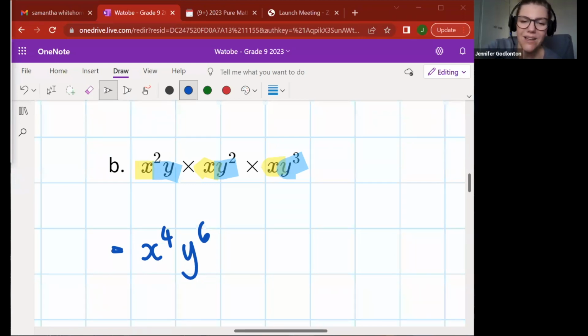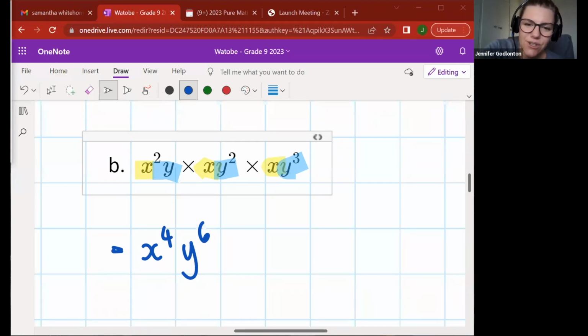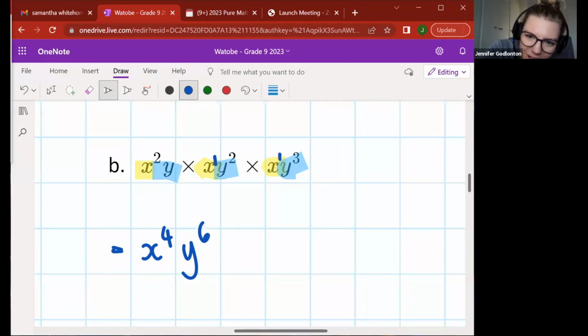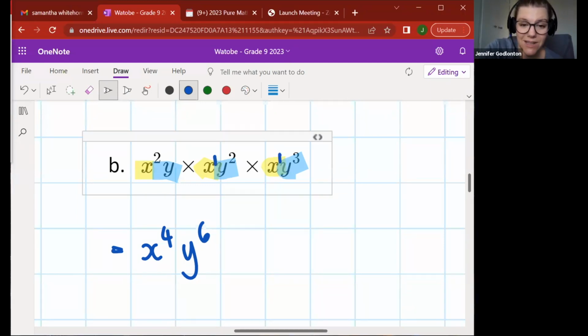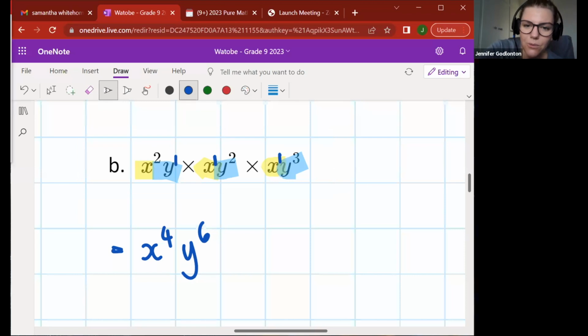Let's have a look why. We've got 2 x's in our first term, then we've got 1 x, and then we've got another x, so that's 2 plus 1 plus 1, that's going to give us 4, and then our y's, we've got 1 plus 2 plus 3, which gives us the 6. Okay, if you're feeling lost by this, please pop your hand up or pop a question in the chat so that I can answer before we move on to the trickier ones.